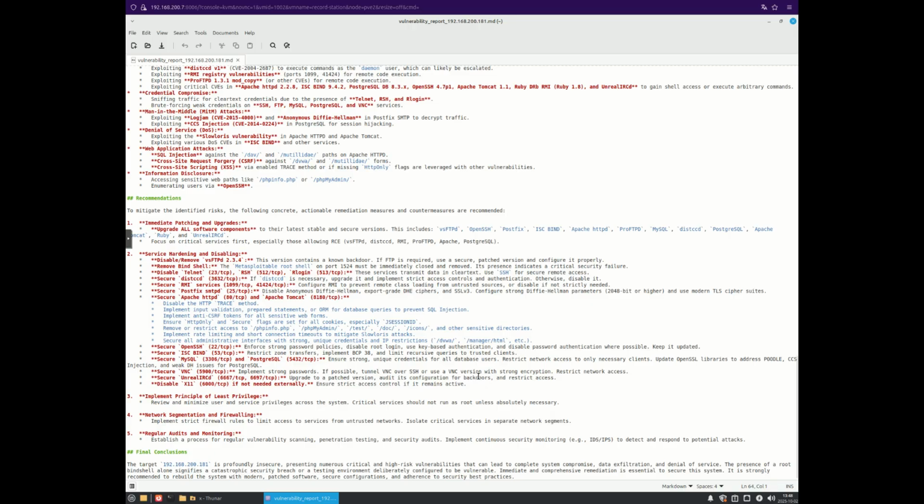Okay, it's done. It's a lot of info about the Metasploitable host. In the next movie, Kali with AI Terminal Linux will try to hack the Metasploitable host.